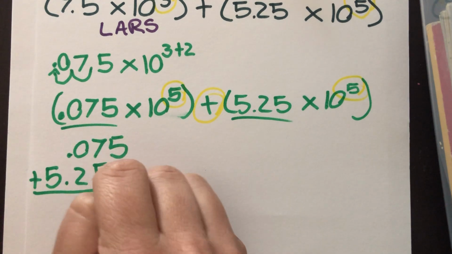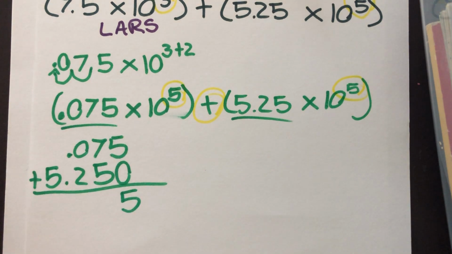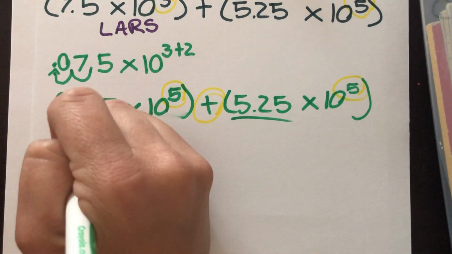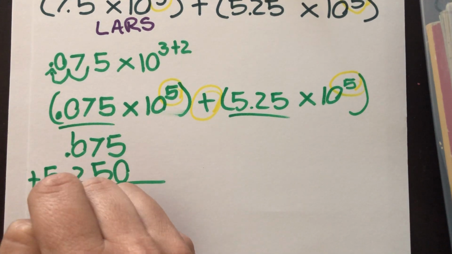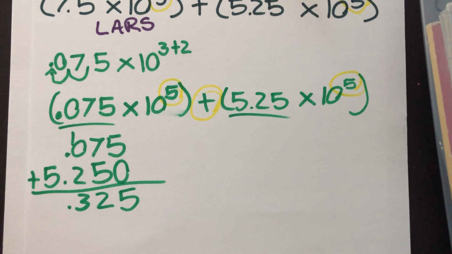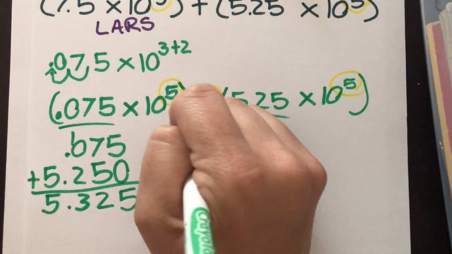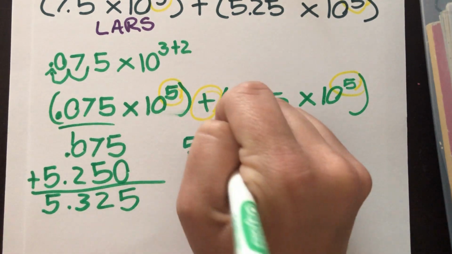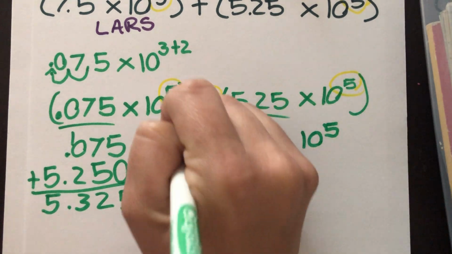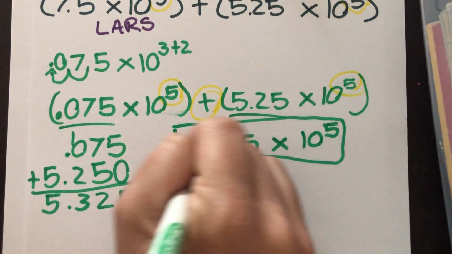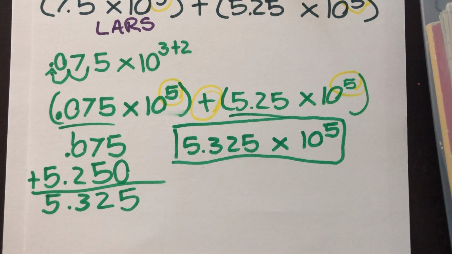5 plus 0 is 5. 7 plus 5 is 12. Carry the 1. 2 plus 1 is 3. Bring down your decimal point. Bring down your 5. And now we have our new coefficient. Keep your power of 10 the same. And we are done.